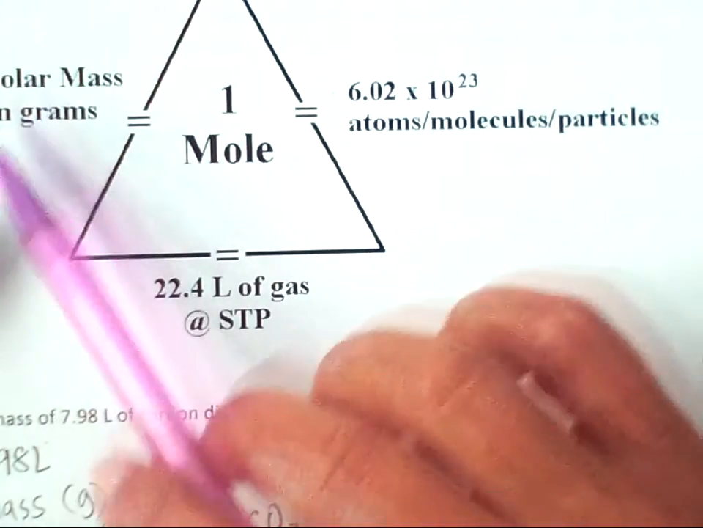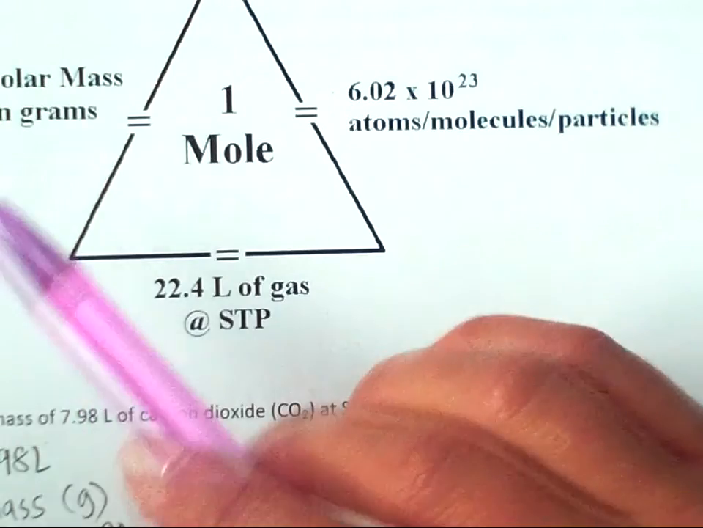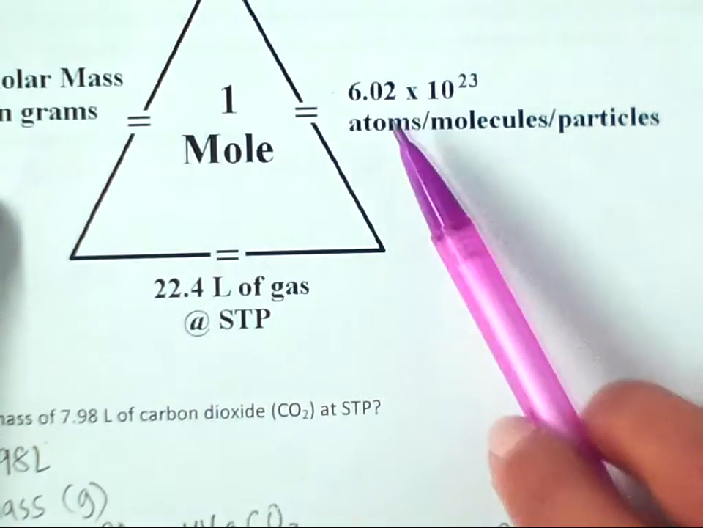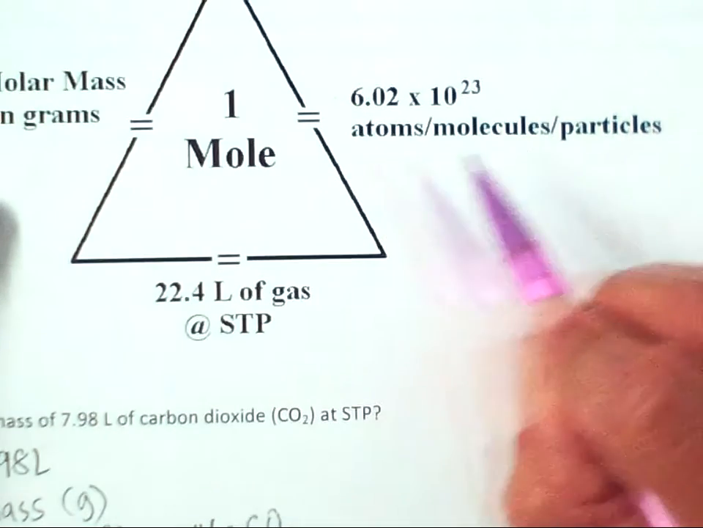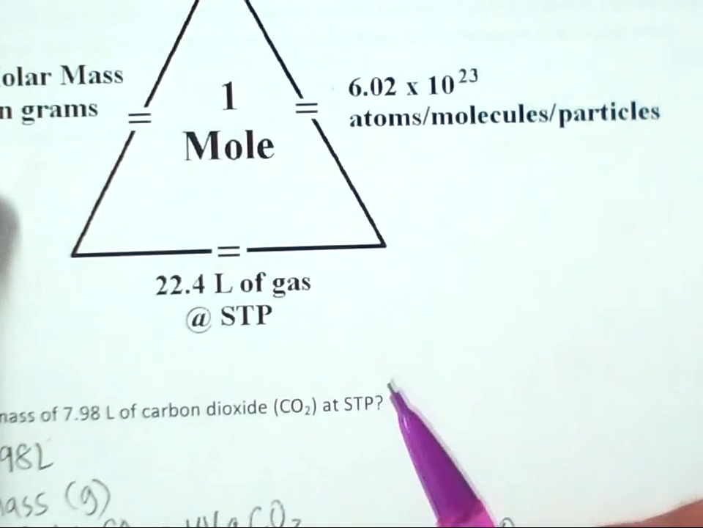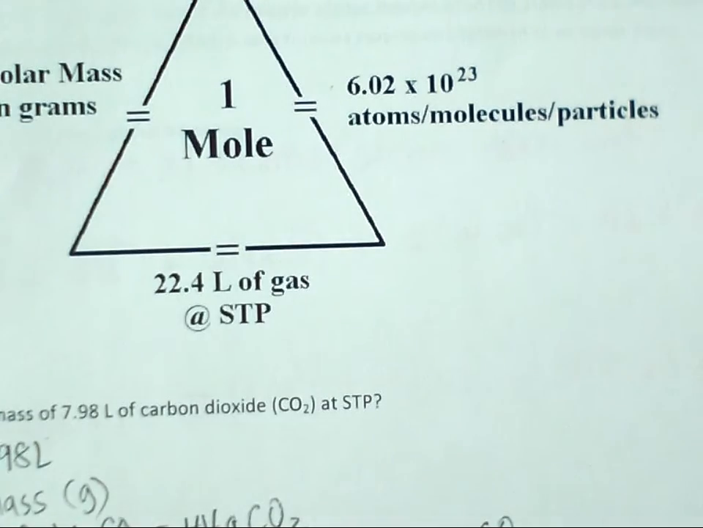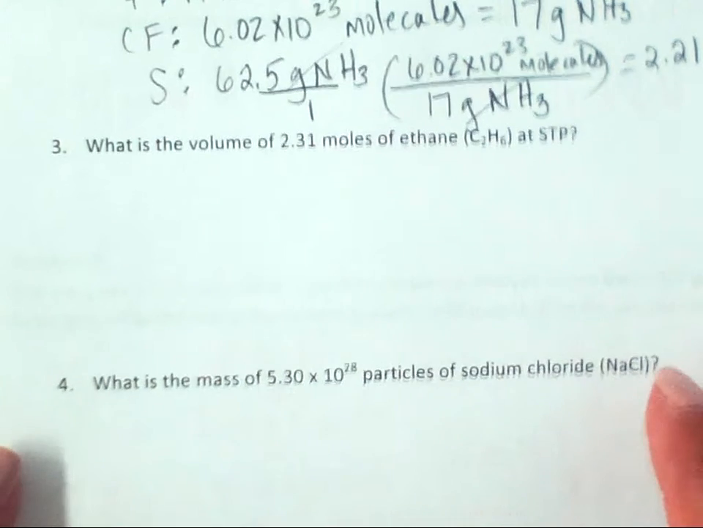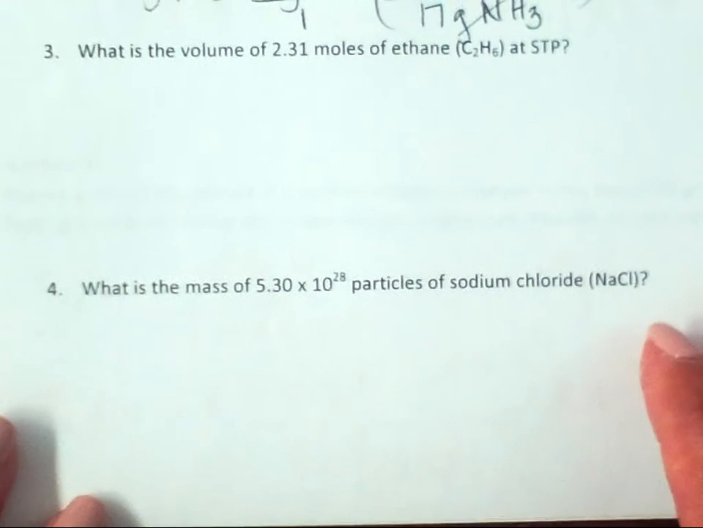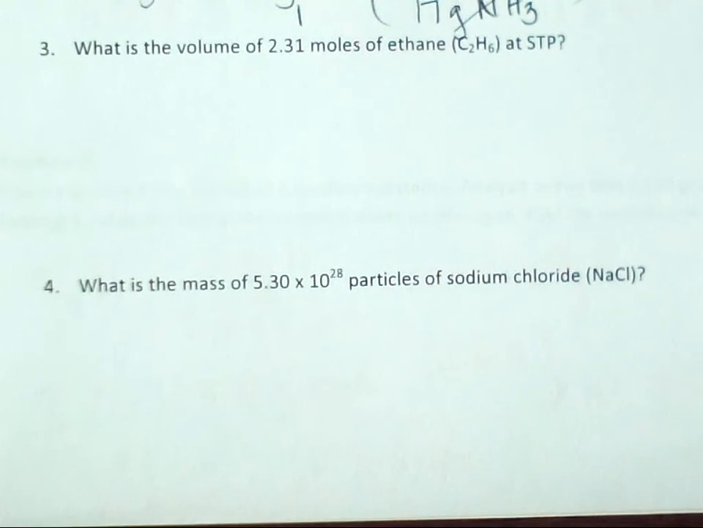Whatever the molar mass of any given compound, it will always be equal to 1 mole, and it's also equal to 6.02 times 10 to the 23rd atoms, molecules, or particles. It's just a new topic for you, so it might be hard to grasp in the beginning. But honestly, if you memorize the triangle, you'll be in good shape. You just have to know to use the triangle every time.